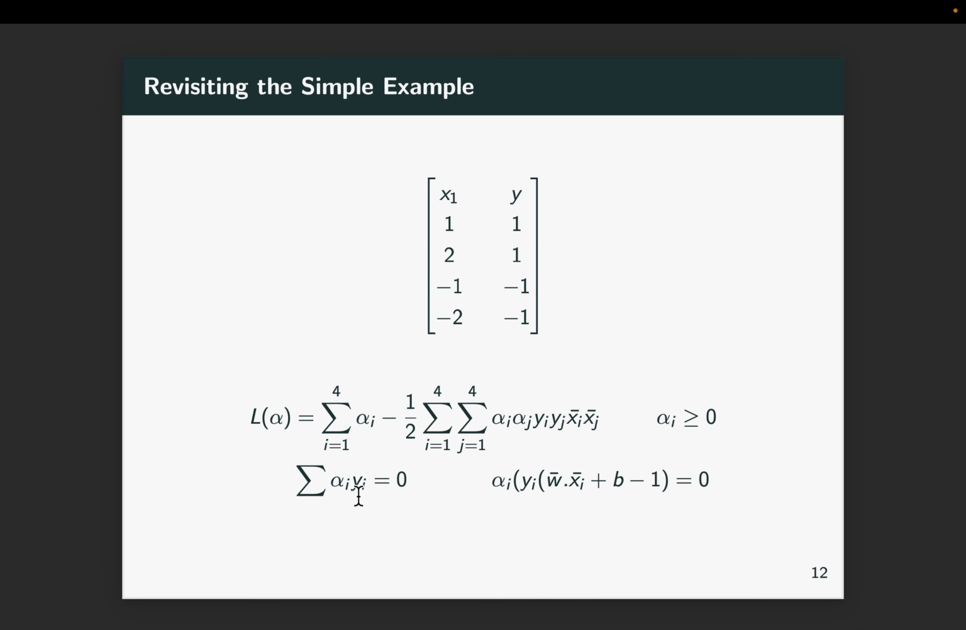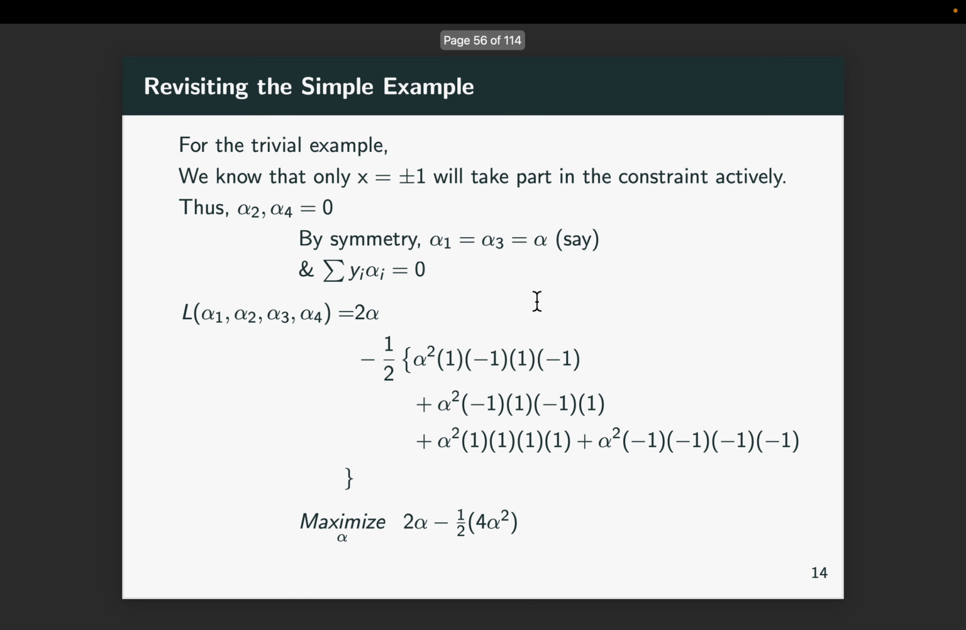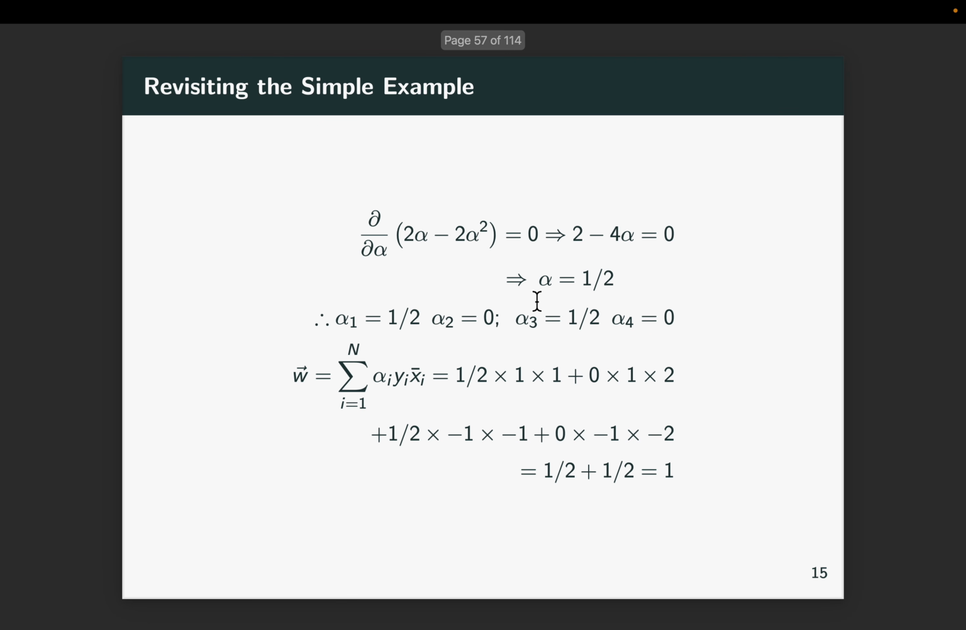Summation alpha i y_i is equal to 0. For alpha 1, we have y equal to 1. For alpha 3, we have y equal to minus 1. So therefore, if these two quantities, alpha 1 and alpha 3, have to sum up to 0, alpha 1 has to be equal to alpha 3, equal to the same alpha. Or you could have just said geometrically by symmetry, they'll be the same. So therefore, we can simplify this and write this as some function of alpha, 2 alpha minus 2 alpha squared.